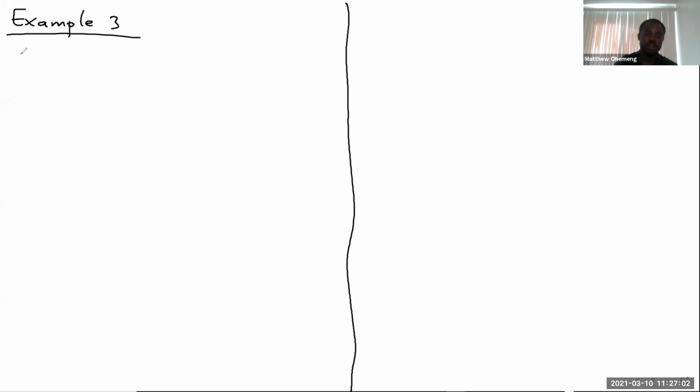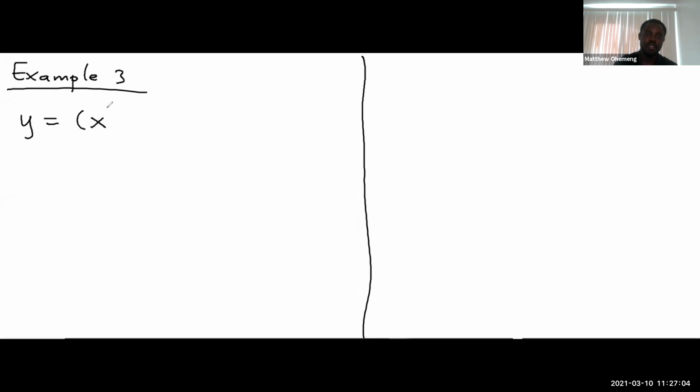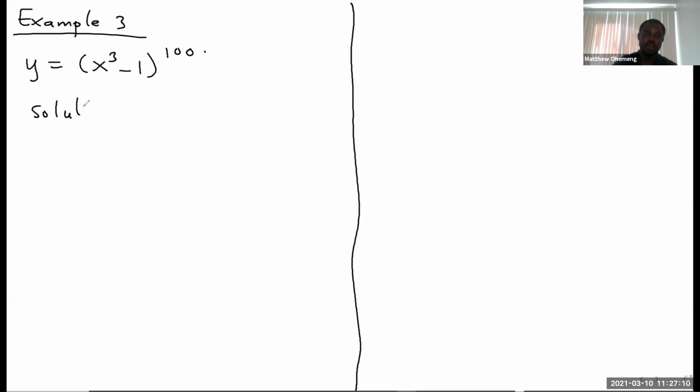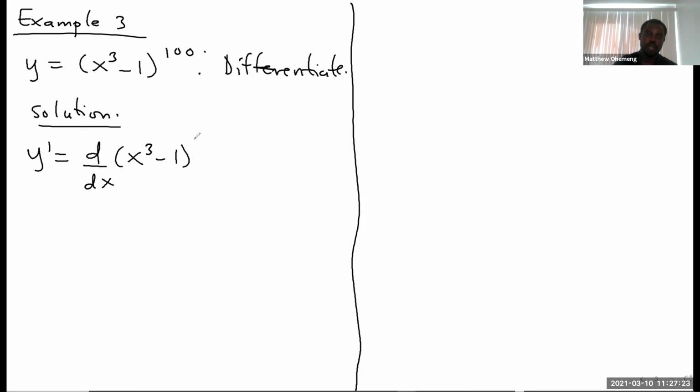Okay, so example 3, we have y equal to (s cubed minus 1) to the 100, right? And then we are asked to differentiate. So what do we do? Well, we need y prime. So just attach the differentiation operator to (s cubed minus 1) to the 100.